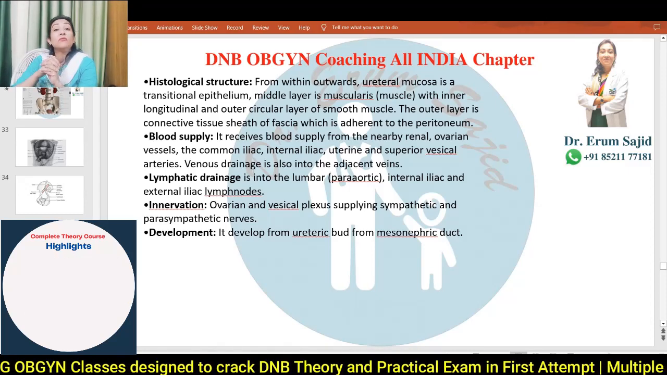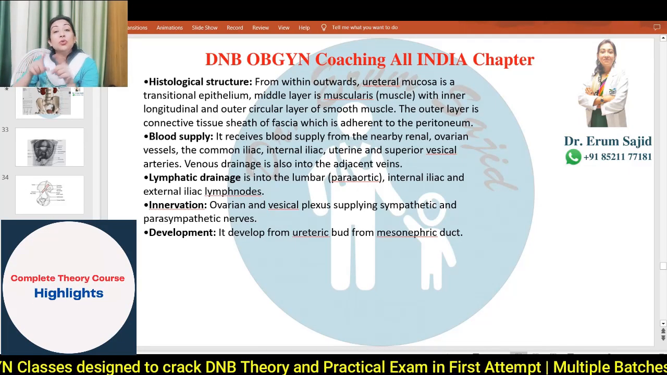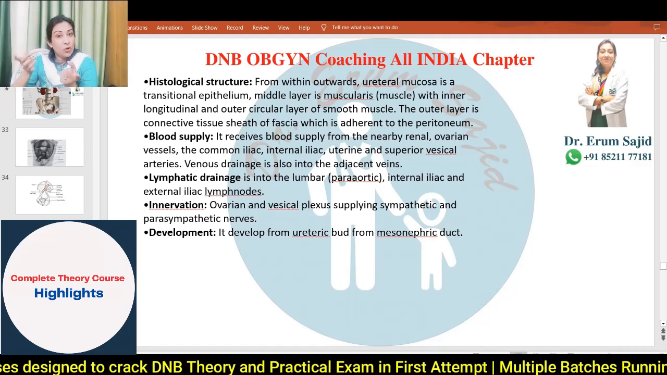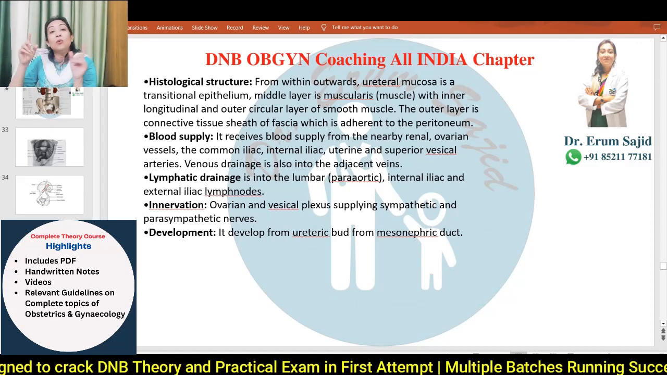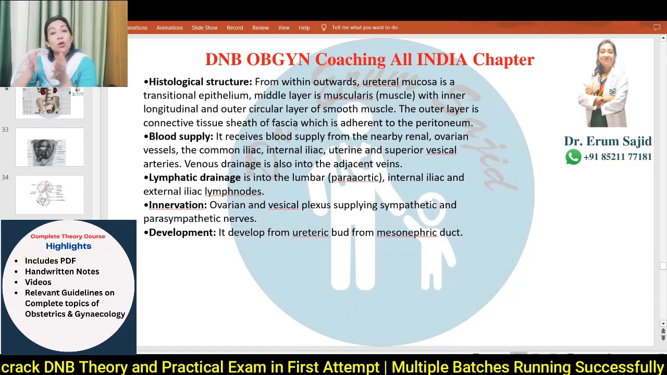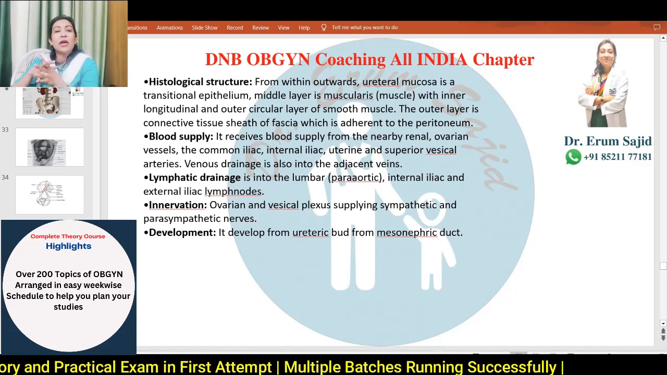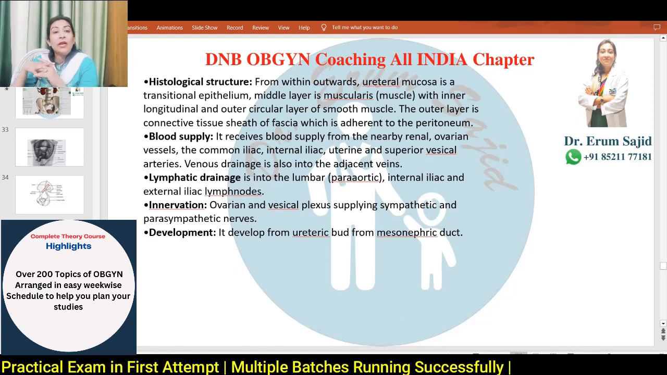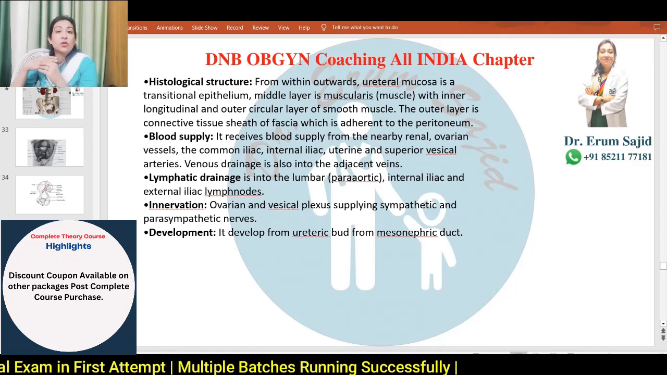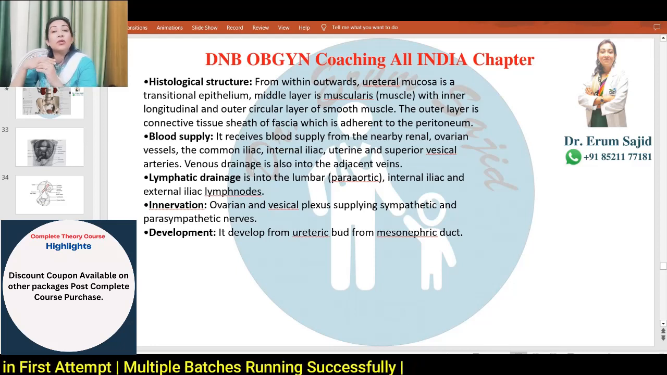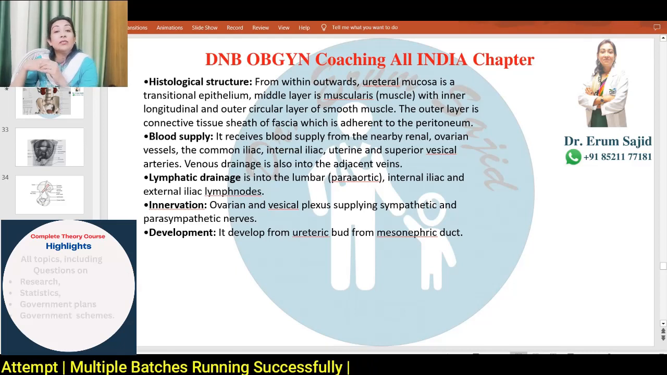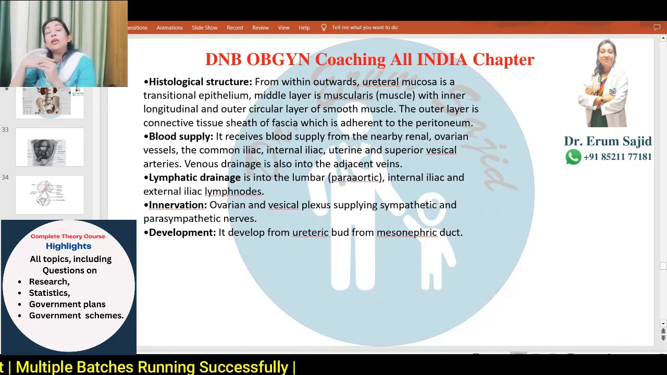Here you have a middle layer of muscularis muscle, inner longitudinal, outer circular. Remember what it was in case of the bladder? Outer longitudinal, then inner circular, then inner longitudinal again. It's slightly similar to that. So you have inner longitudinal layer and outer circular layer of smooth muscle. The outer layer is a connective tissue sheath of fascia and it's adherent to the peritoneum.